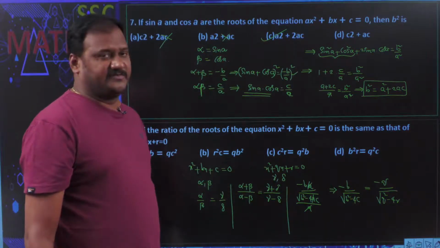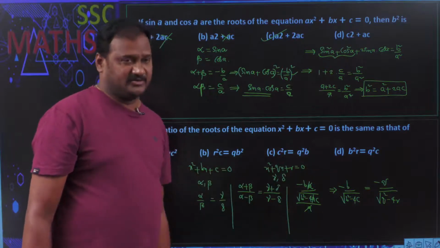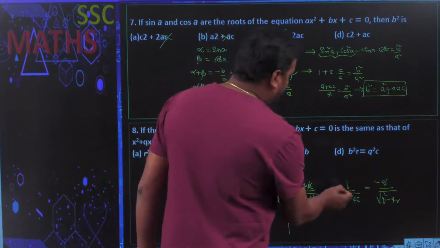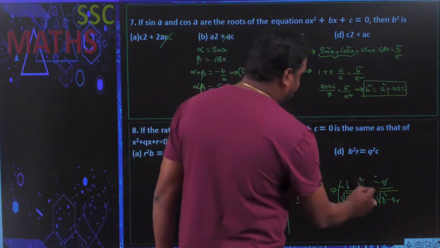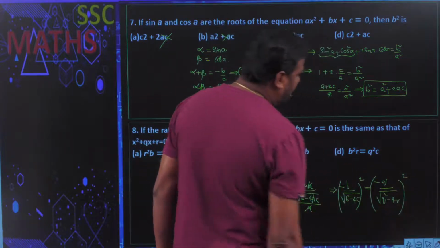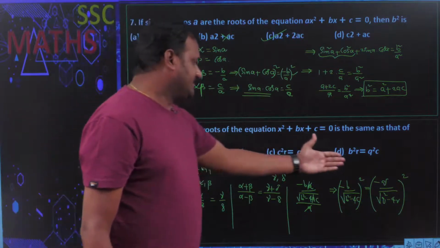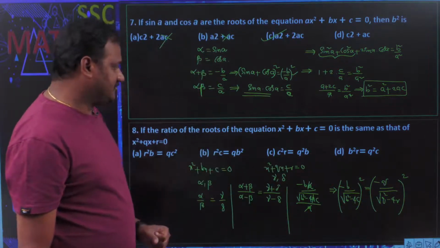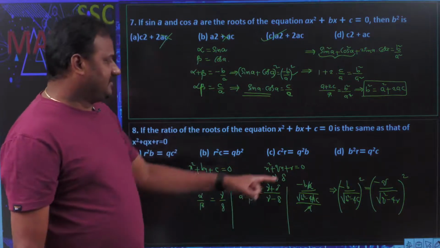If you simplify both of them, in the sense, if you square them on both the sides, then you will get minus b by root over b square minus 4c whole square is equal to this one whole square. Then you will get the option as b square r is equal to q square c, or c square r is equal to q square b, whatever the calculation will be.